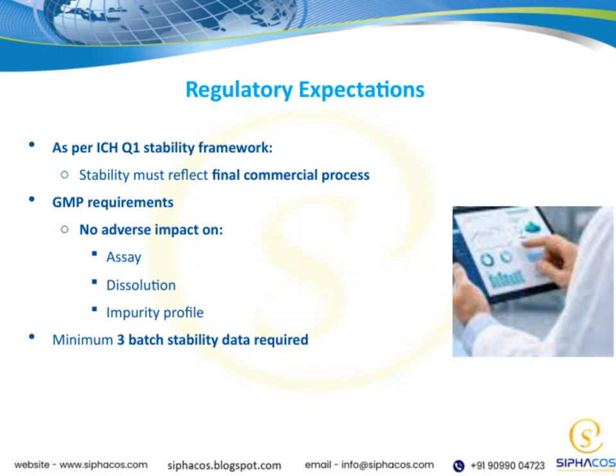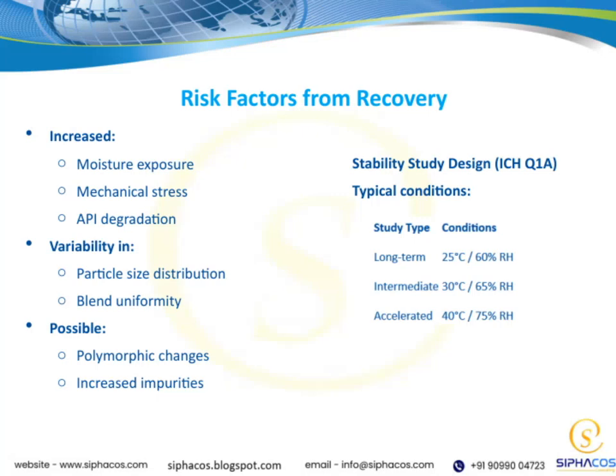Finally, regulatory expectations specify that a minimum of 3 batch stability data points are required. This helps demonstrate the batch-to-batch consistency and robustness of the product over time. Overall, these points reinforce the importance of comprehensive, consistent, and compliant stability data to support product approval and ongoing quality assurance.